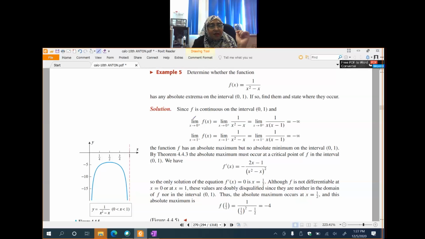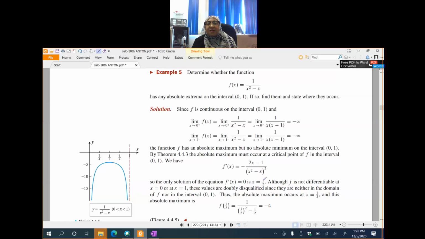Since it is restricted from 0 up to 1, it means that we check for the limit as x tends to 0 from the right hand side and x tends to 1 from the left hand side only. Because it's restricted from 0 up to 1, we just want to consider within this interval. So x tends to 0 from the right and x tends to 1 from the left. We find these two limits and get negative infinity, both of them.